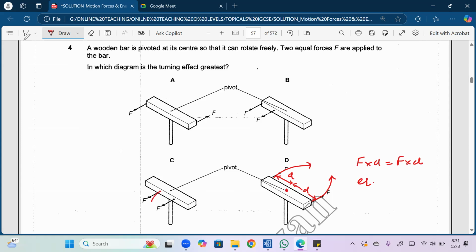If we talk about this, the same thing happens here. This is going to produce equal moments because the forces are the same and the perpendicular distances are the same. So they are going to be in equilibrium as well.